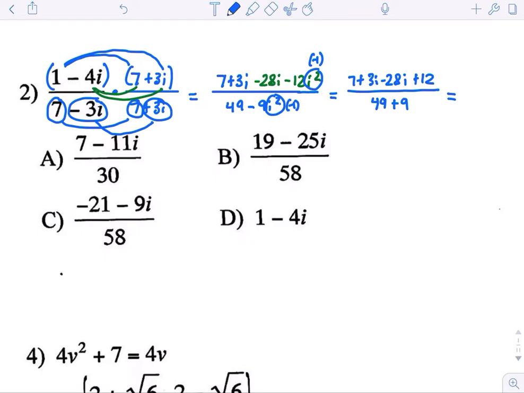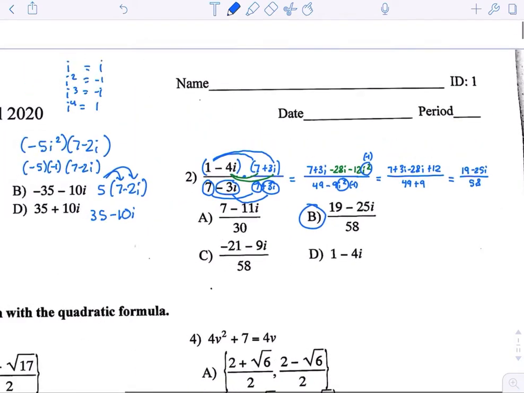Now just simply collect like terms. So on the numerator, 7 plus 12 is 19. 3i minus 28i is minus 25i, all over 58. And the only one that appears to be that is B. Okay, so there's number 2.